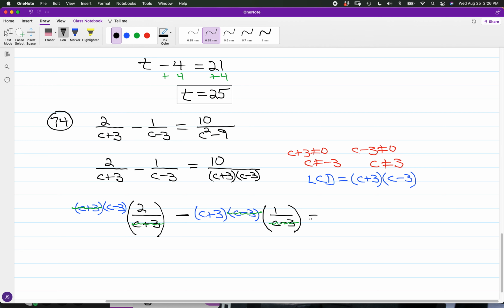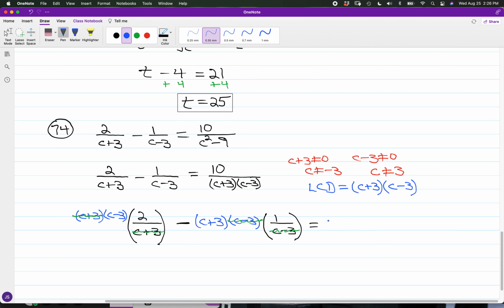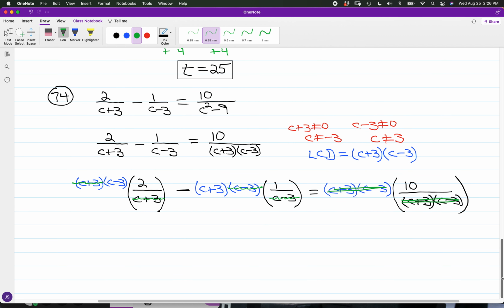And then to the right, we have the quantity c plus 3 once again, times c minus 3. And we have times 10 over the quantity of c plus 3 times c minus 3. And guess what? Both c plus 3 and c minus 3 will go out, and only 10 will be left on the right.